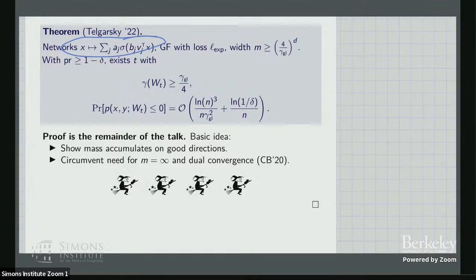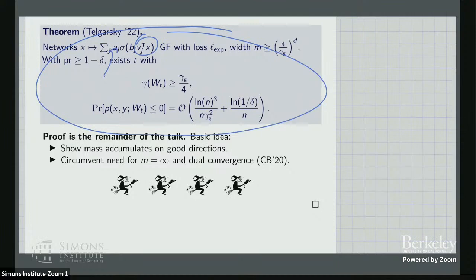Or the result by Chizat and Bach that needs the infinite support, the infinite width plus the dual convergence. And so this gets a comparable result just with these scalar things. So the next open problem, of course, is to allow inner weights to vary, which is why I wanted to show the potential function. I think it'll help with that, but I ran out of time.